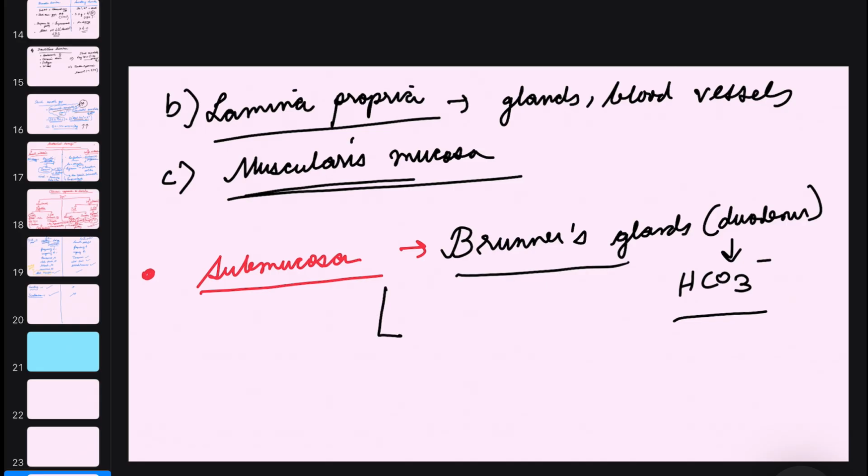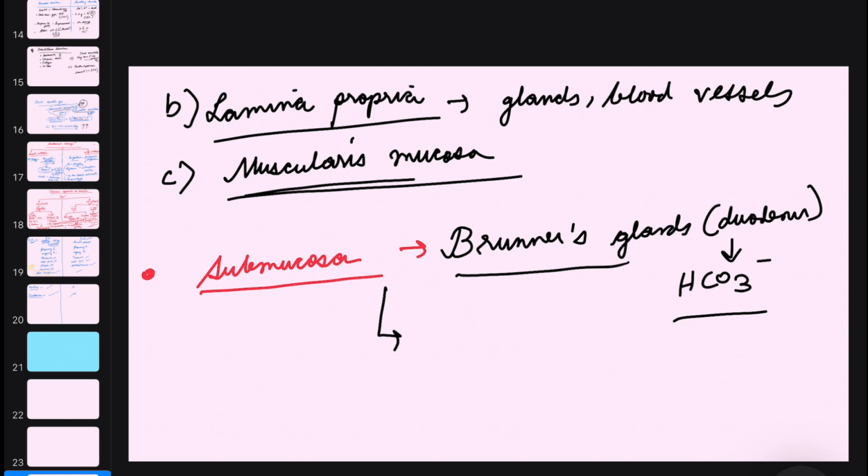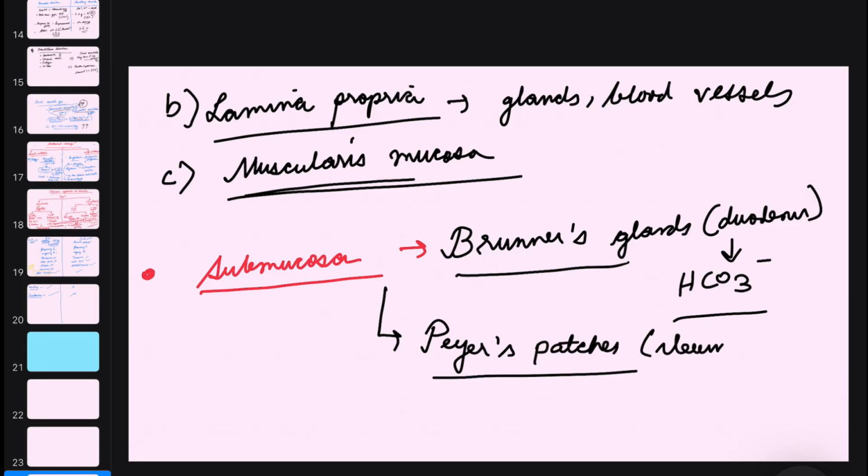Another very interesting thing about the submucosa is, in the ileum, just like the duodenum had Brunner's glands, there are certain patches called Peyer's patches. Peyer's patches in ileum. What's going on here? Peyer's patches are macroscopic, that is, not microscopic, macroscopic. You can see it visibly. What macroscopic? Lymphoid aggregates.